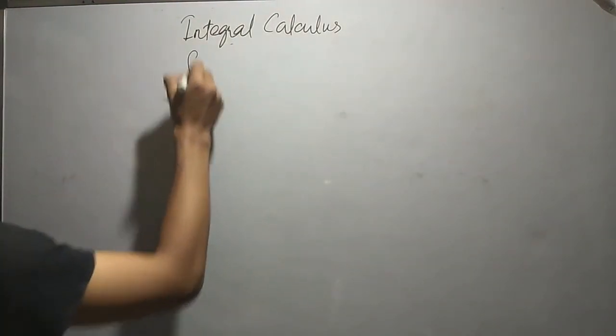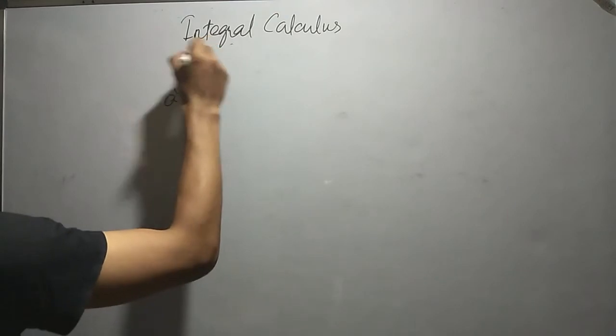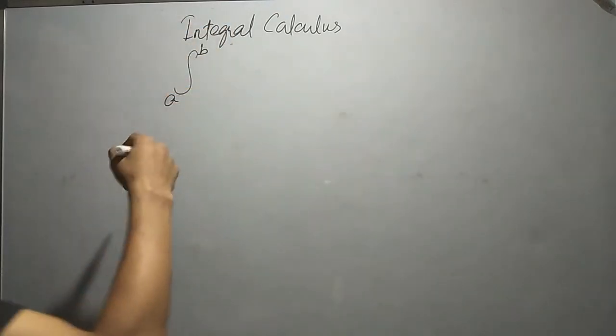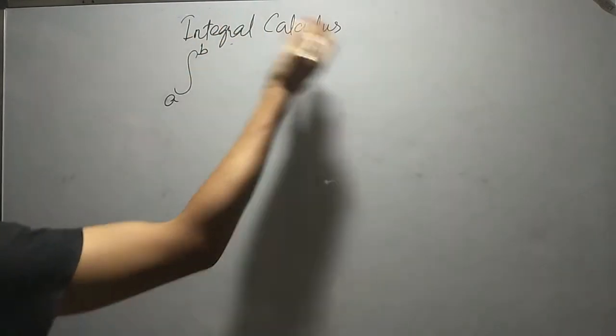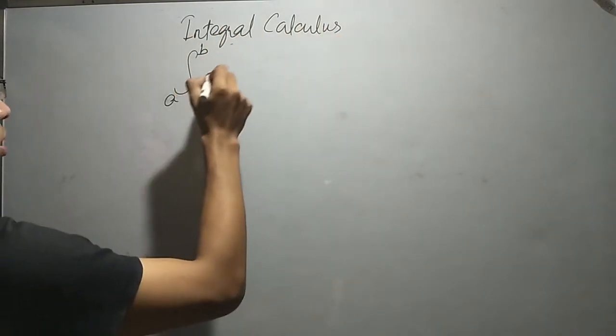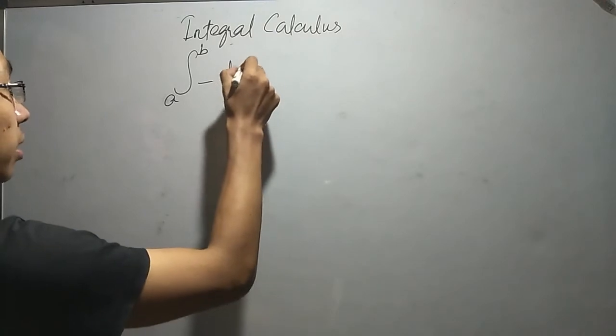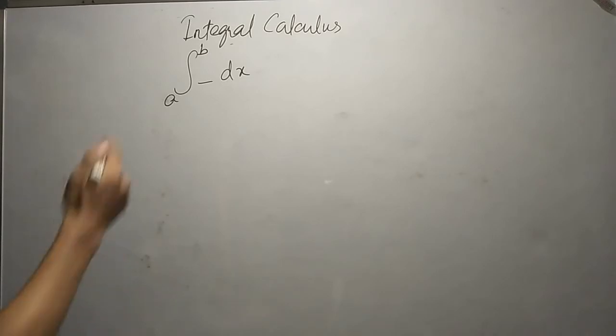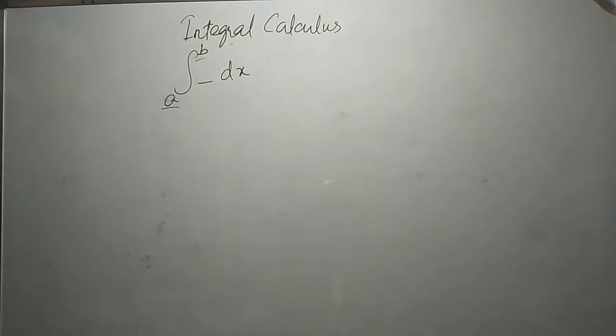For definite integral, as I've said, we have a limit or a range, from a to b, 0 to infinity, or maybe anything else, or 0 to 1, 1 to 2. Between this symbol and dx there is a function. As I've mentioned earlier, the formula remains the same. The only thing is that we have this limit for definite integral, isn't it?